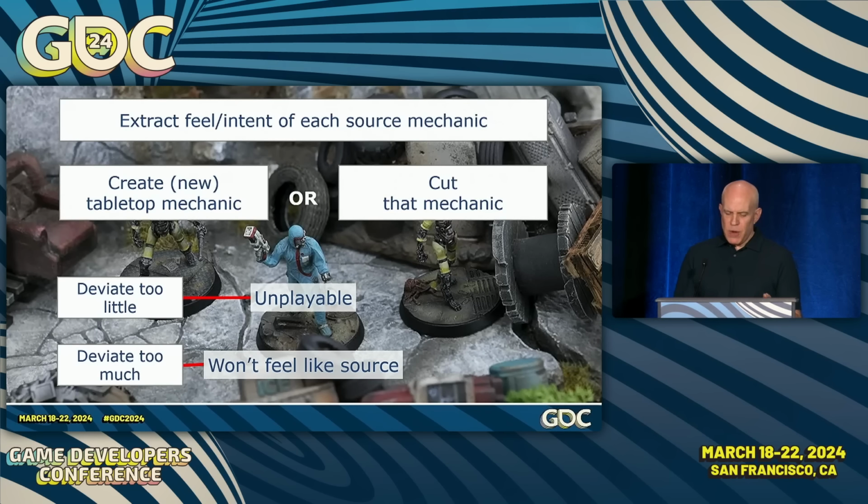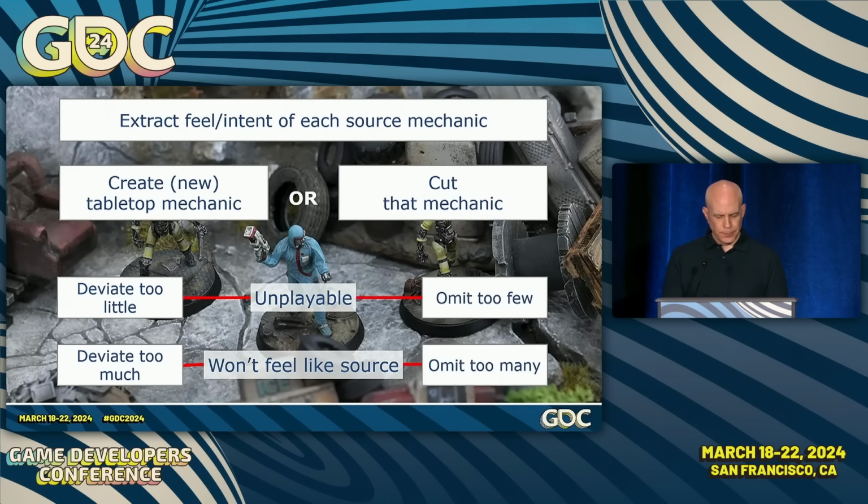The thing is that when you create new mechanics, if you deviate from the source too little, then the game mechanic will be unplayable in a tabletop game, but if you deviate from the source too much, it won't feel like the source at all. On the other side, when cutting mechanics, if you omit too few, it will still be unplayable, and if you omit too many, it also won't feel like the source. So there's a real balance to be struck between keeping them or losing them.